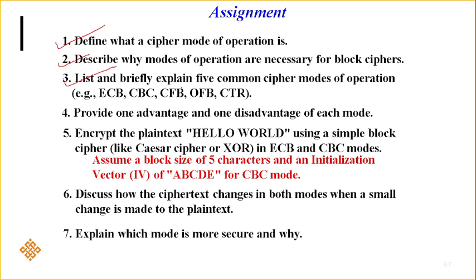Third, list and briefly explain 5 common cipher modes of operation like electronic codebook, cipher block chaining, cipher feedback mode, output feedback mode, and also counter method. Next, provide one advantage and disadvantage of each mode. Then very important, this is project based. Encrypt the plaintext hello world using a simple block cipher in ECB and CBC modes. Here we can assume the block size as 5 characters and the initialization vector as ABCDE for CBC mode.